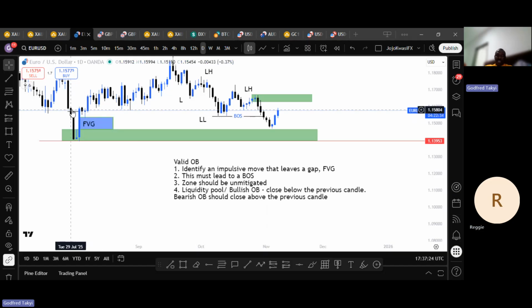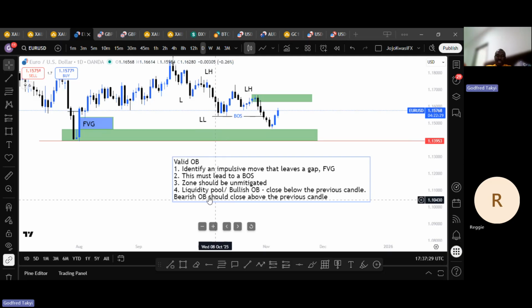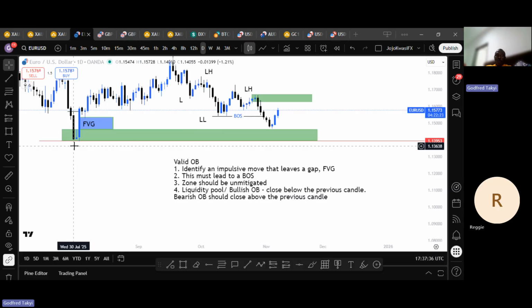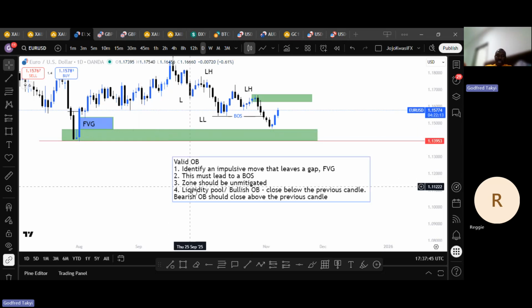It led to a break of structure. Then this zone should be fresh. It should be unmitigated. Should not be touched. Then talk about liquidity pools. The order block for a bullish one should close below the previous. This one did not. So if you want to be very honest, we'll say this one is a demand zone. It's not a typical order block because it didn't fulfill the last option. You want all four parameters to be fulfilled before you say it's a valid order block.